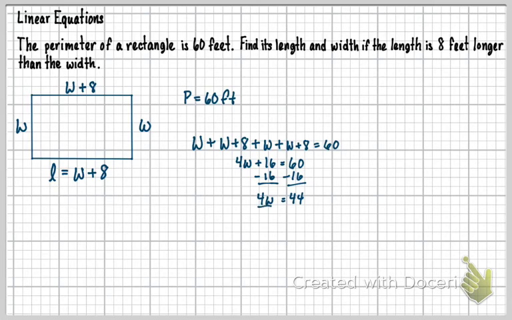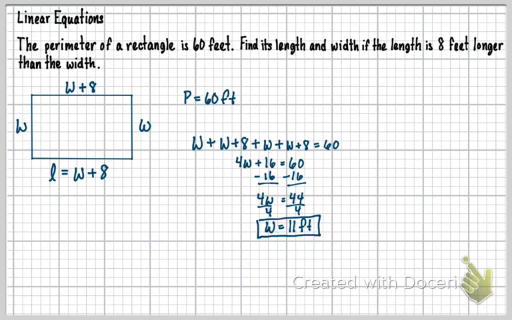And then I'm going to divide by 4. Divide by 4. So my width equals 11. And remember, my units were feet. So let's see if I answered all I had to answer here. I have my width is 11 feet. So it says find its length and width.